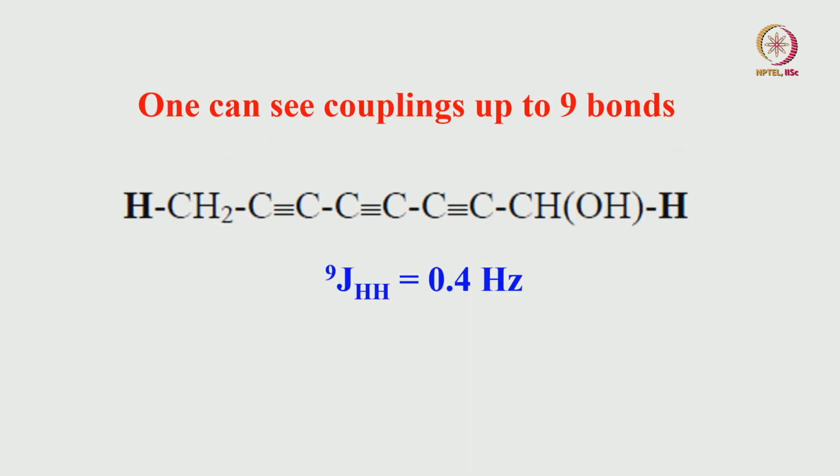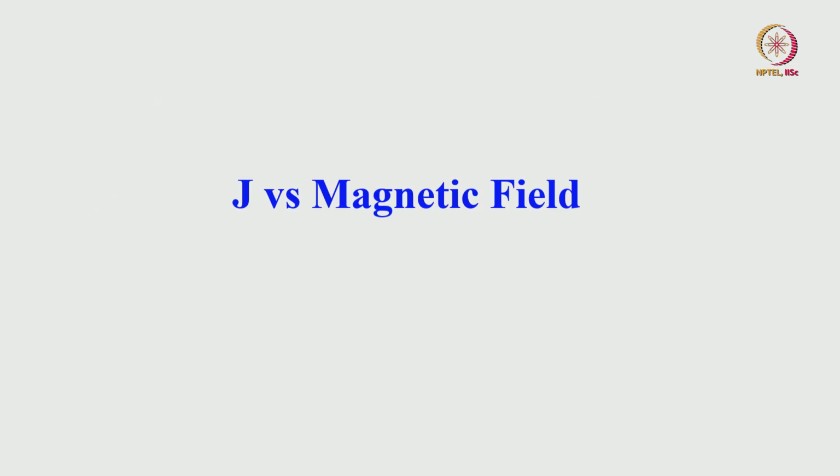In an example like this, if you look at the coupling between this proton and this proton separated by 9 bonds, you can see of the order of 0.4 hertz. So, in principle we say as the number of consecutive bonds increases, the strength of interaction comes down. It is true, but there are examples in a linear molecule like this and a molecule which has a zigzag pattern, with significant, very large coupling strengths over 4 bonds, 5 bonds, 6 bonds, and sometimes even 9 bonds, that have been observed. This is what I wanted to tell you.